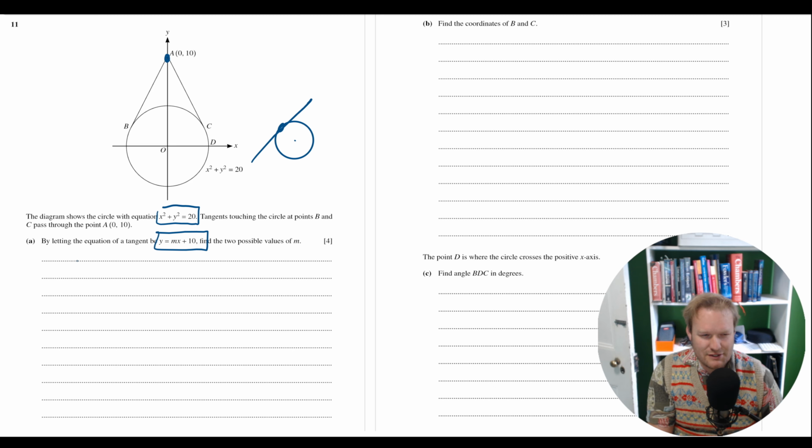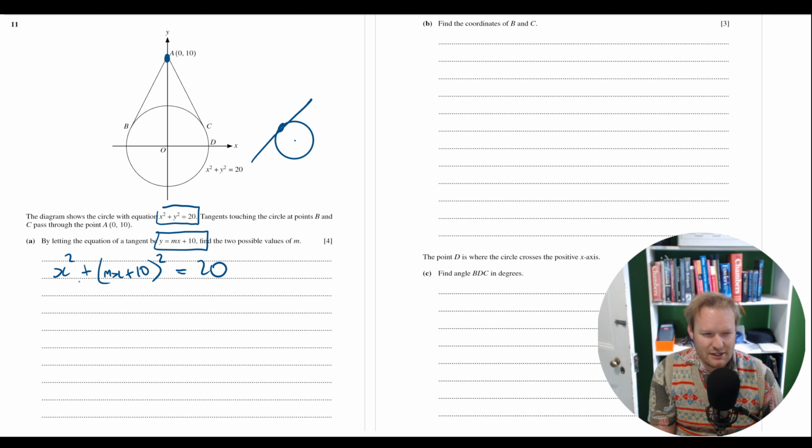Hopefully planted enough seeds. If we try to solve where these 2 graphs, or these 2 functions, not functions, the circle's clearly not a function, sorry, there's 2 relations, the one is a function, are equal where they intersect, we're expecting one solution. So y we know is mx plus 10, and when we solve this, we're expecting one solution. There'll be 2 values of m to give that one solution.